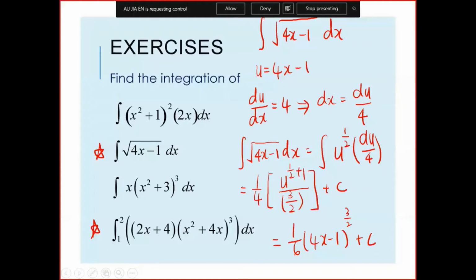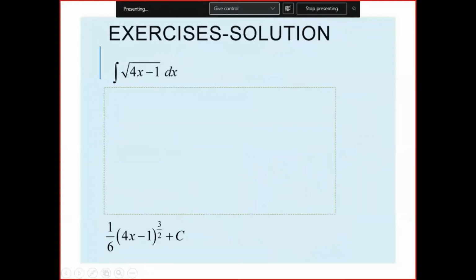And this u, now we change back to 4x minus 1. We change back to the function of x. So this u now becomes 4x minus 1. This is 3 over 2. So we put here 3 over 2 plus c. Okay, so this is the answer we get. Now, any questions here, students? Do you have any questions? No? Okay, good. All right, so this is the answer.